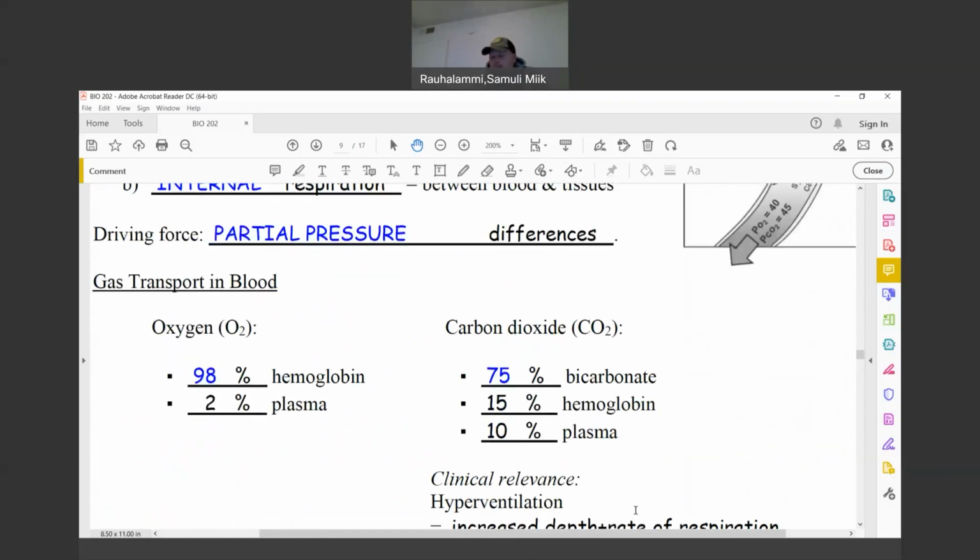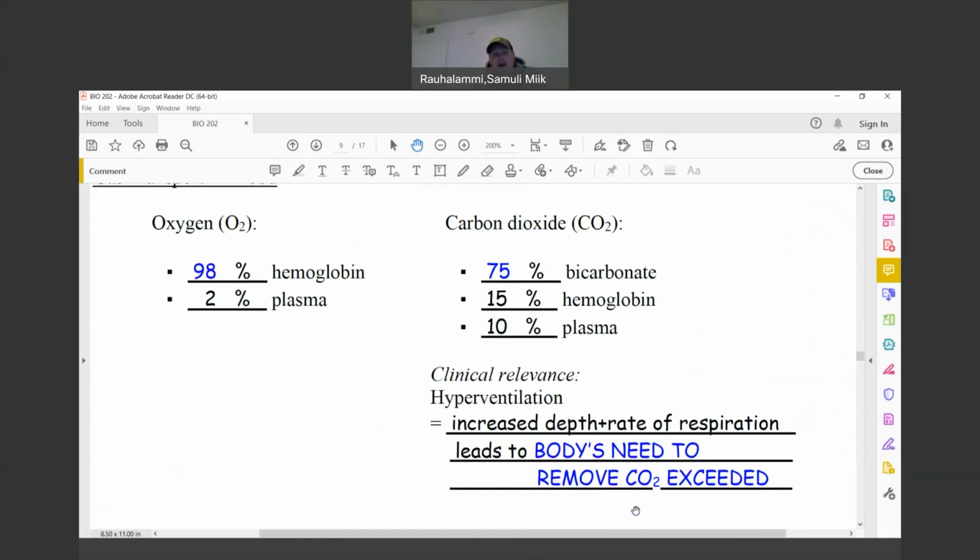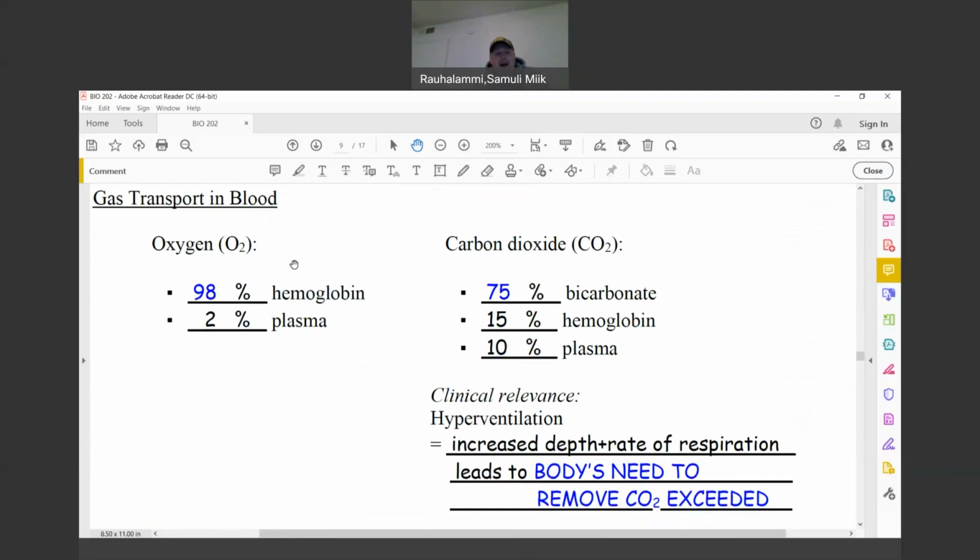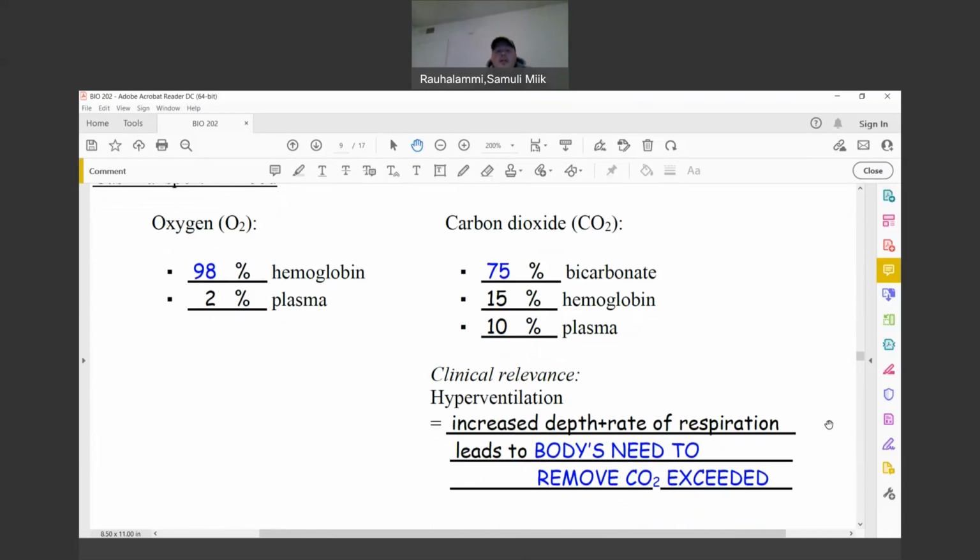One question that I do like to ask in an exam is how do we move these gases in the blood then? And of course you remember that most of the oxygen was transported bound to hemoglobin, about 98%, whereas with the carbon dioxide there's more going on. About three quarters of carbon dioxide gets transported in blood as bicarbonate. Remember the carbonic acid equation that we had a look at multiple times. About 15% is bound to hemoglobin and the rest, 10%, is dissolved in plasma.